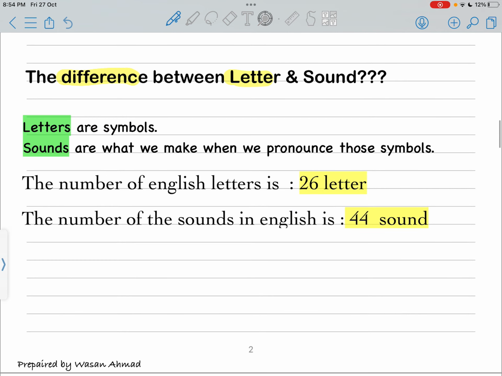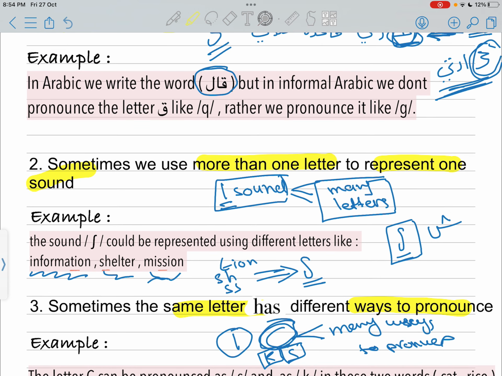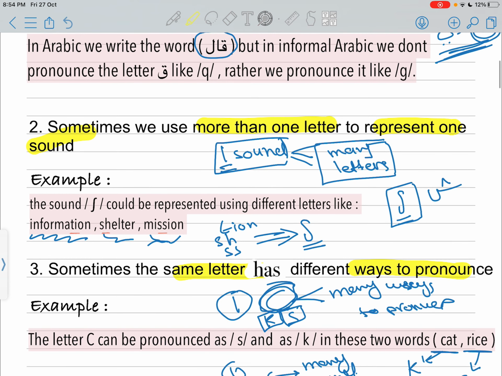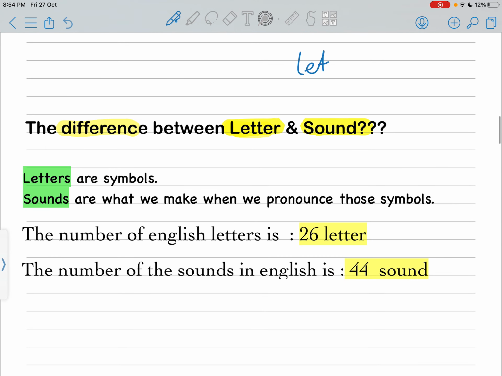Okay, and here we have a very important thing to differentiate between, which is the letter and the sound. We have letter and we have sound. Here we talked about more than one letter representing one sound, and some letters having different ways to pronounce, which means different sounds. So we have the word letter and we have the word sound. What is the difference between letters and sounds?